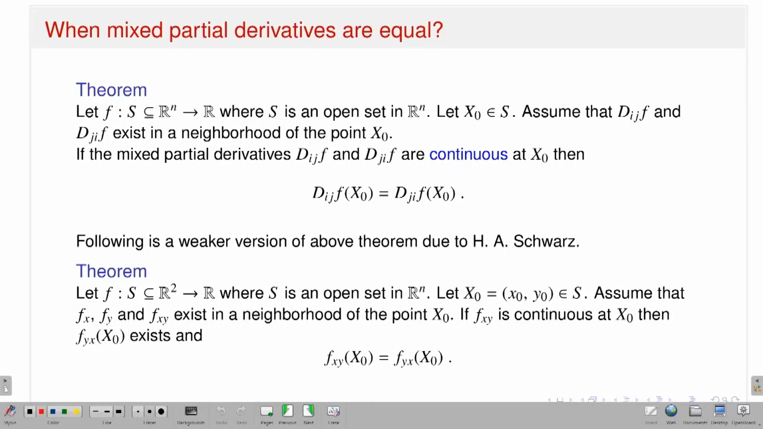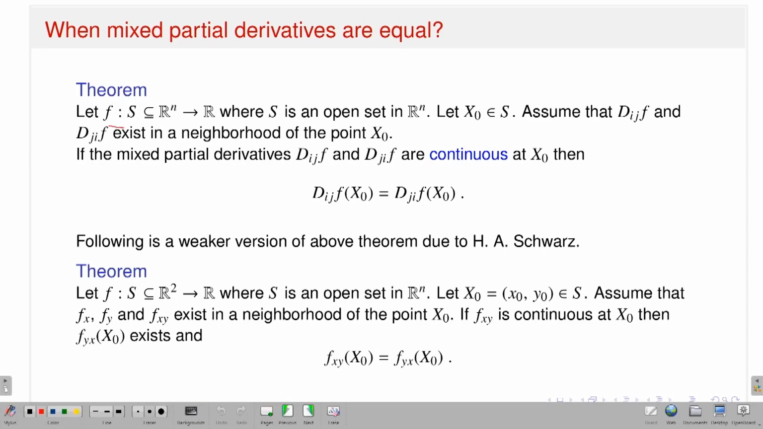So first of all, if mixed partial derivatives exist, then there is a question, or we have seen some examples that in some cases they are equal, in some cases they are not. But then I want to know, is there any condition we can put on the mixed partial derivatives so that I can say, yes, if they exist then they become equal. Then you just recall that these two theorems are there.